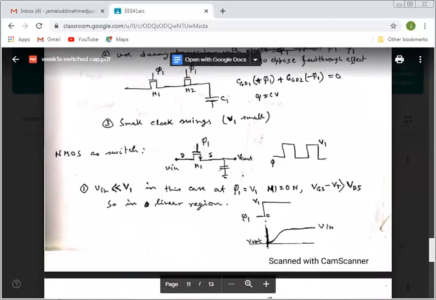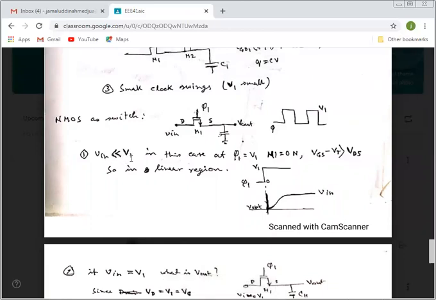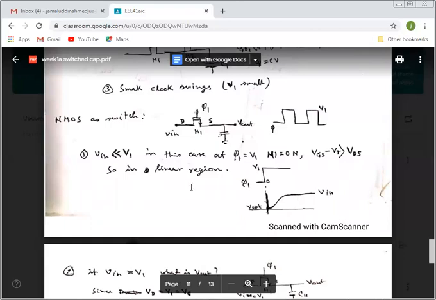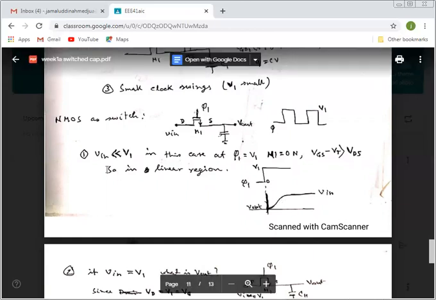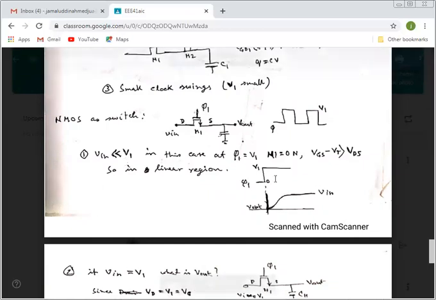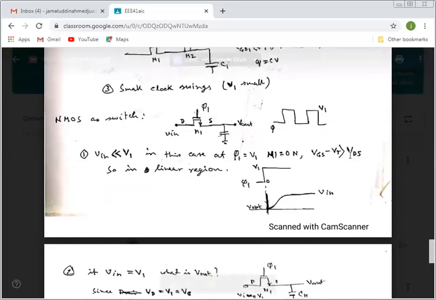Now more explanation about this transistor switch. If V in is way smaller than V1, then we can get exactly V in as the output voltage V out, because VGS minus VT is greater than VDS and it is in the linear region, so it will gradually charge and then it will reach V in, since V in is less than V1.